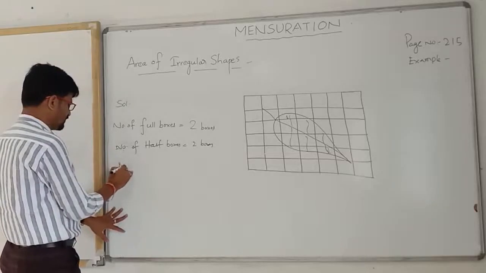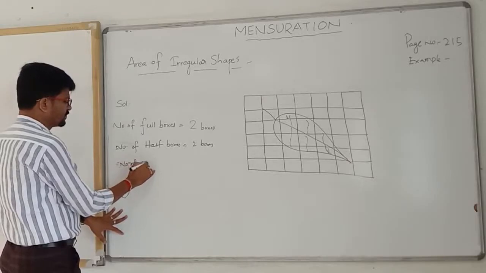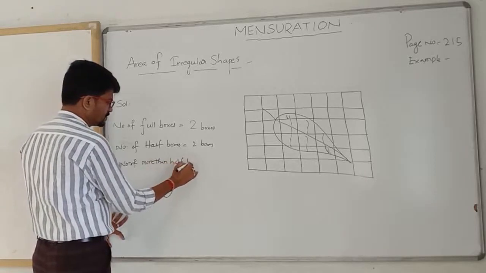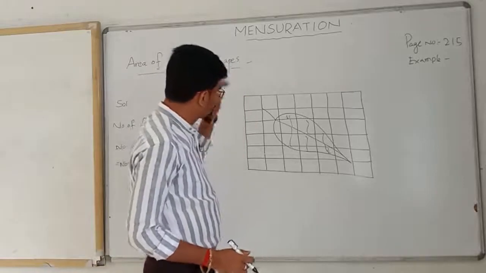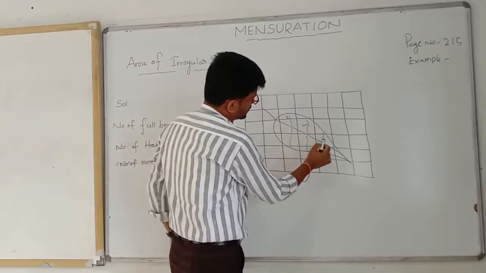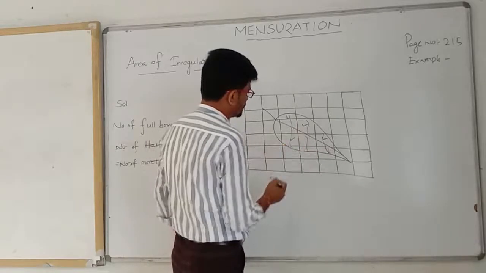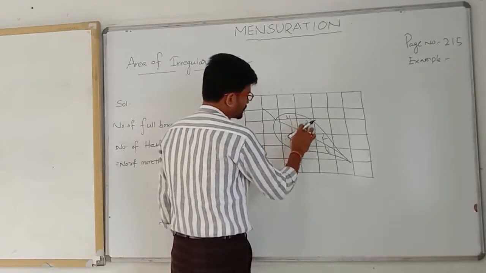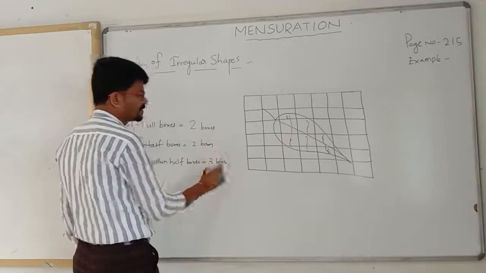More than half. Number of more than half boxes. Okay, children, see, this is 1 and this is 2 and this is 3. More than half: 3 boxes. Am I right?